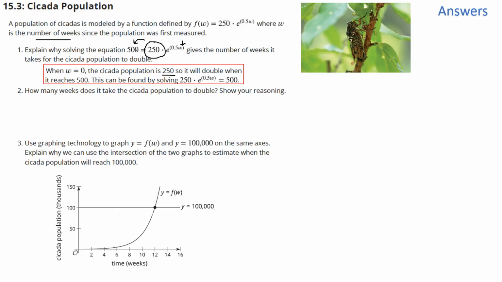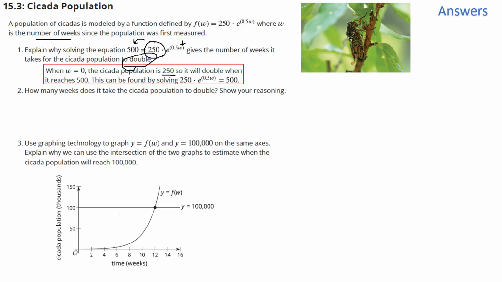So 250 times 2 is 500. So this equation does match the equation of how long it takes for the population to double, because our initial was 250, and they want us to figure out how many weeks it is going to take for it to be 500, which is double the initial amount.